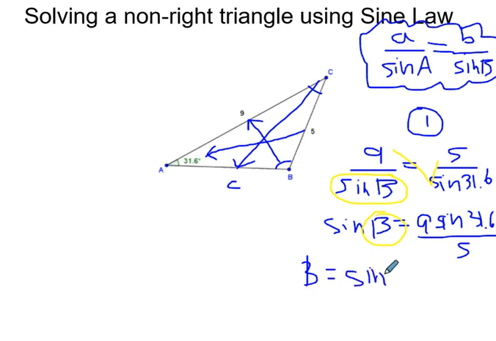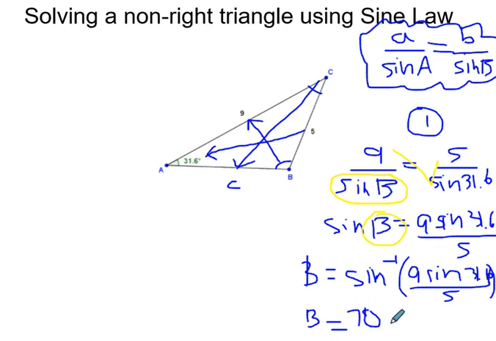So you realize that I didn't use my calculator yet because there's no point calculating this. It's going to give me a decimal. So sine -1 of 9 sine of 31.6 over 5. So now you can take your calculator and do that. So you find out that B is equal to, so type that sine -1 of 9 sine 31.6 divided by 5. You get 70.59.